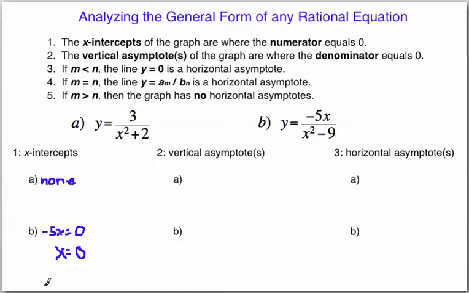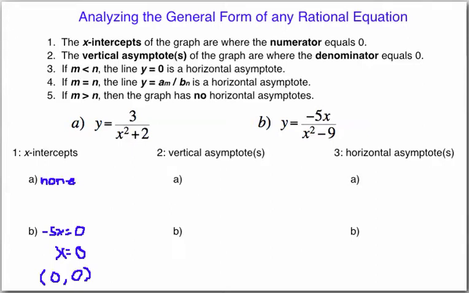When you're writing your x-intercept, you always want to write it as an actual point. That's the 0 that we got from x, and the y-coordinate of your x-intercept will always be 0.